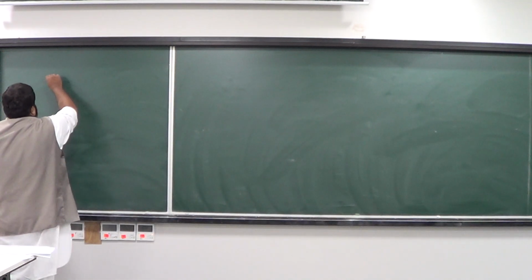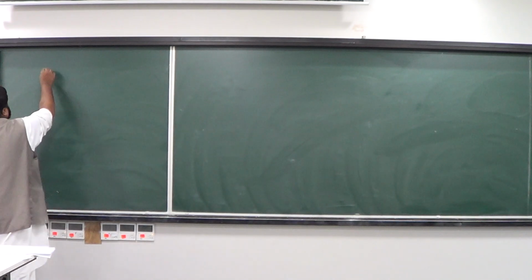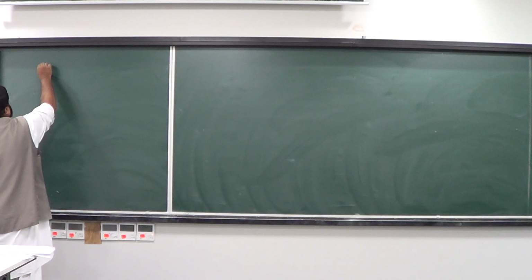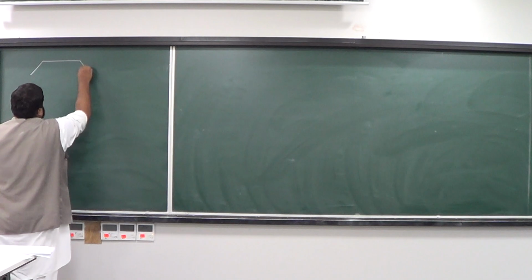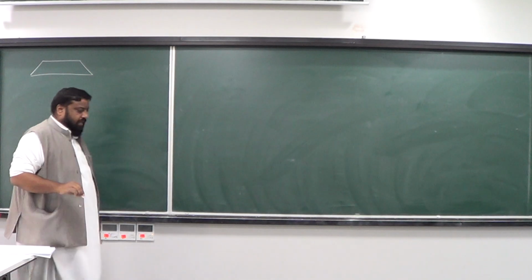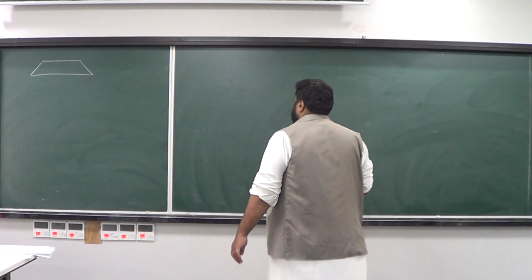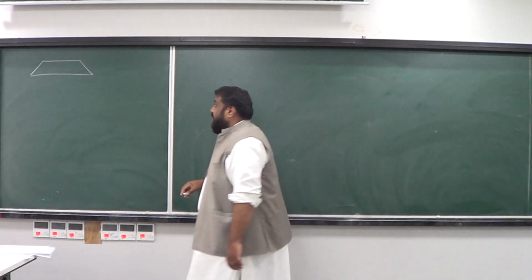So the fact number one that I'm going to use is that if you have, for example, a trapezium. So what is a trapezium? The trapezium is a picture which has two sides parallel and two non-parallel. So the two sides are parallel and two sides are non-parallel.